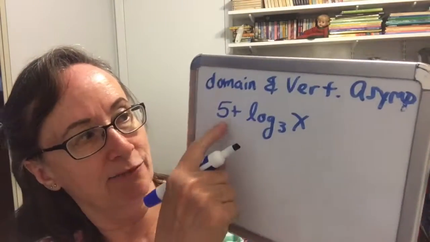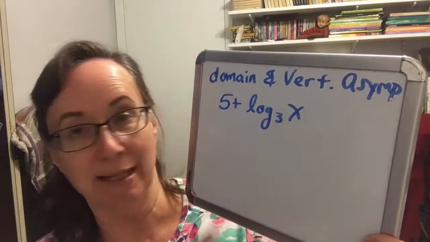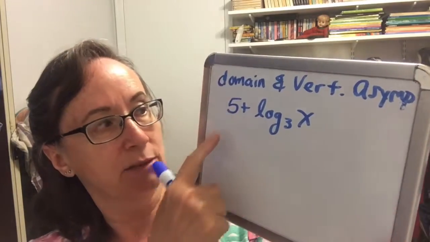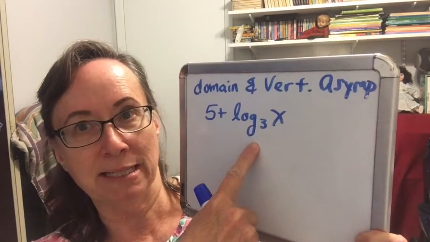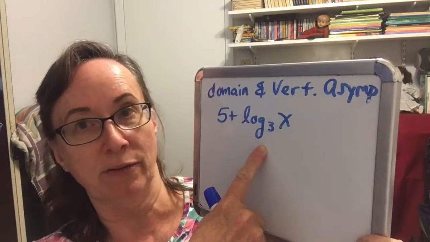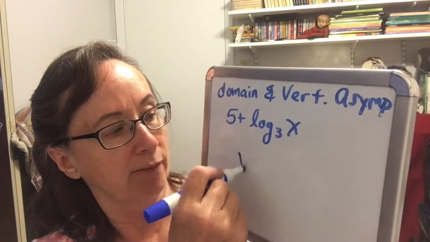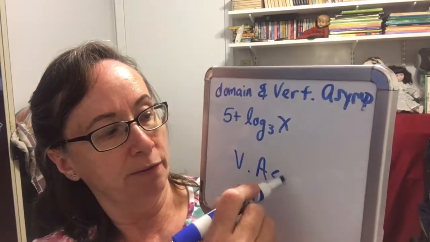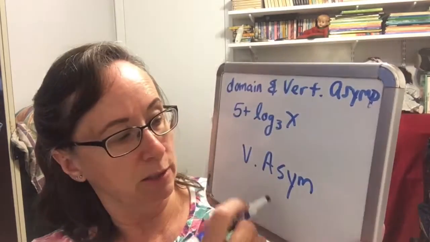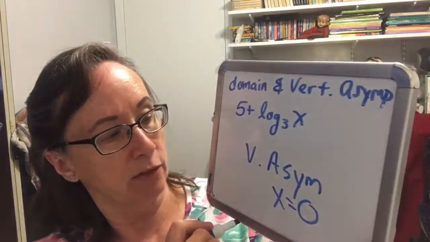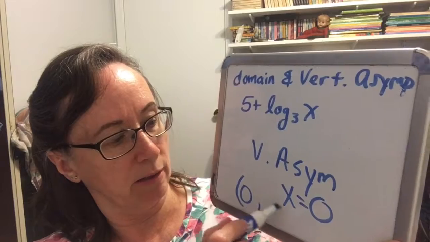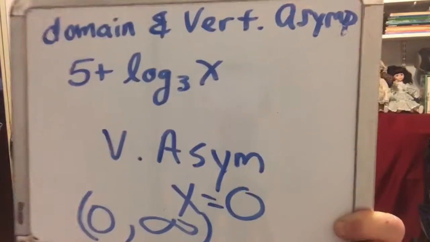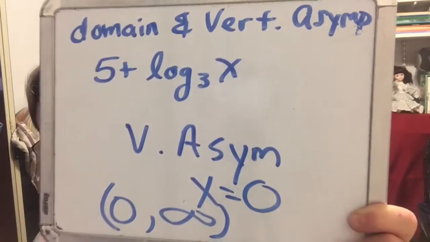Okay, the next one, we're doing the same thing. Now this 5 is outside the function, so it has nothing to do with the domain. It's going to move it up 5 steps. So this is going to be our basic logarithmic function, log base 3 of x, no change. So this is going to have a vertical asymptote of the y-axis, which is x is equal to 0. That's our vertical asymptote. And the domain will be from 0, but not including 0, to positive infinity. And that should be and is accurate.